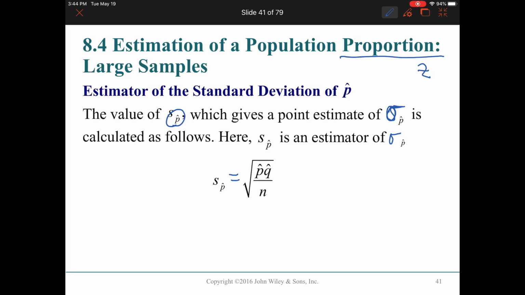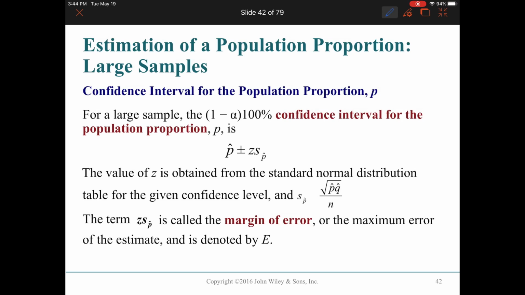Here, s is estimating sigma. p happens to be involved. So what we'll do is we'll use the formula square root of p hat q hat over n. We don't have p, or we'd use it, but we don't have it, so we have to use p hat and q hat. So subtle distinction there. And now the confidence interval is done just a little bit differently.